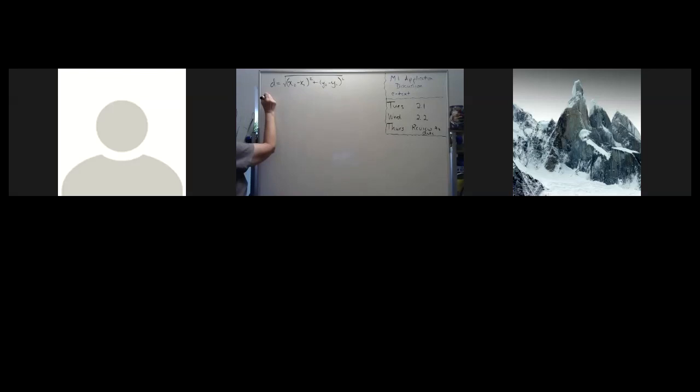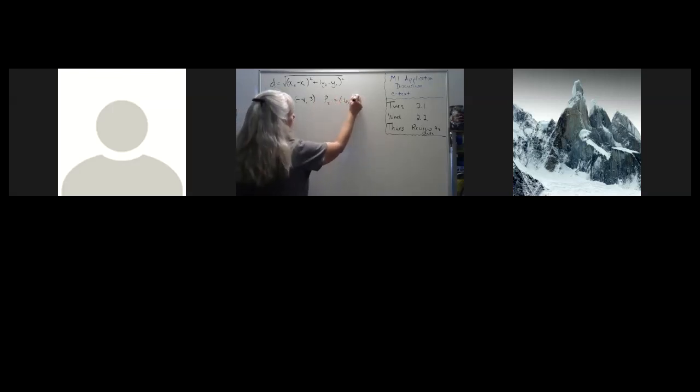Okay, so our first example, example 1, what we want to do is find the distance between P1, which is the point -4, 3, and P2, which is the point 6, 2.